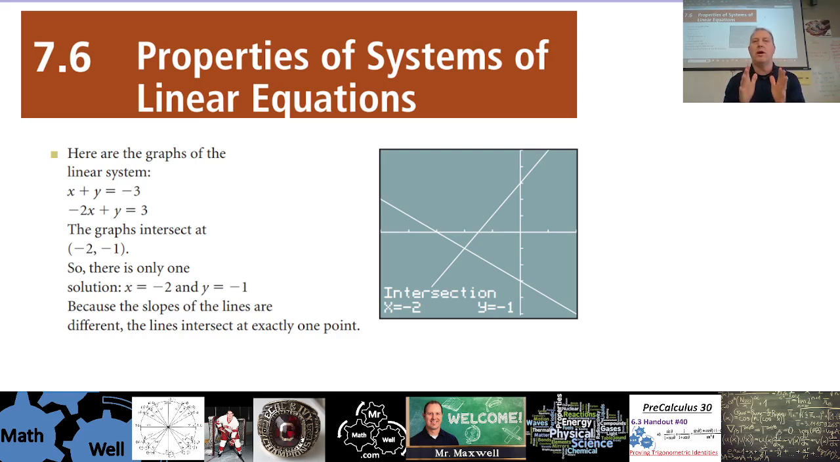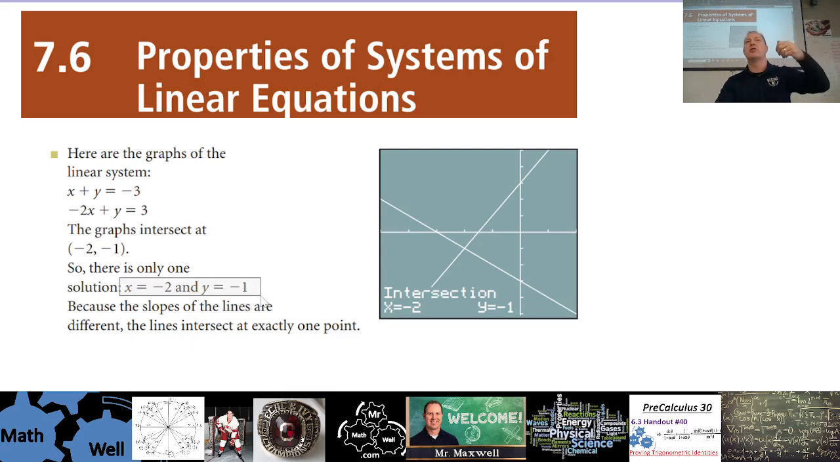Here's an example of one system of linear equations right here. x plus y equals -3, and -2x plus y equals 3, okay? So the solution comes from the intersection point of the lines, right? If you were to do this on a graphing technology, the screen might look like this. So x equals -2, so you look 0, you go 1, 2, and y is -1, 1 down. That's the point. Therefore, the solution is x equals -2, y equals -1, okay?